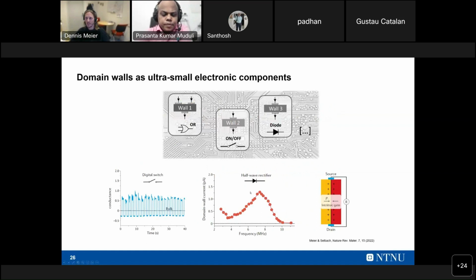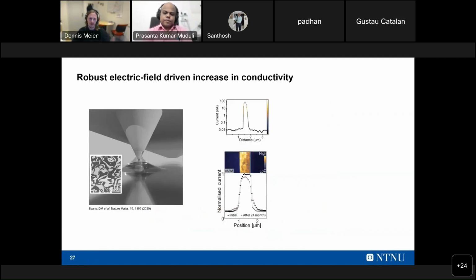Domain walls can be digital switches. They can be used as half rectifiers. The question remains, how can we wire them up? This is actually a topic for a talk by itself. I just want to briefly give you the idea how we are working towards that.